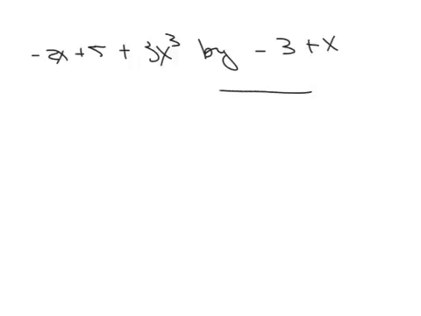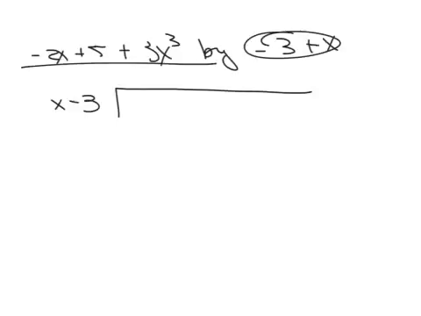Which brings us to another example, 86.5. Negative, give me my pen, negative 2x plus 5 plus 3x cubed, and we're dividing by negative 3 plus x. So what we have here is our division, and we have an x minus 3 because we switched those around. And to put these in order, we'd have 3x cubed minus 2x plus 5.